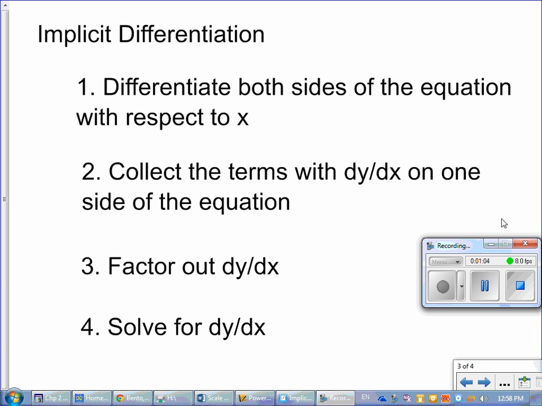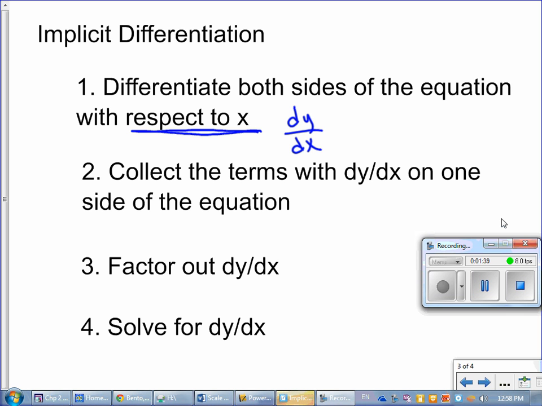So implicit differentiation, the first thing you're going to do is differentiate both sides of the equation with respect to x. In this chapter, it's always going to be with respect to x. It could be with respect to another variable, and we'll talk about that in a future chapter. Differentiating with respect to x means that you're doing dy with respect to x, means that dx goes in the denominator.